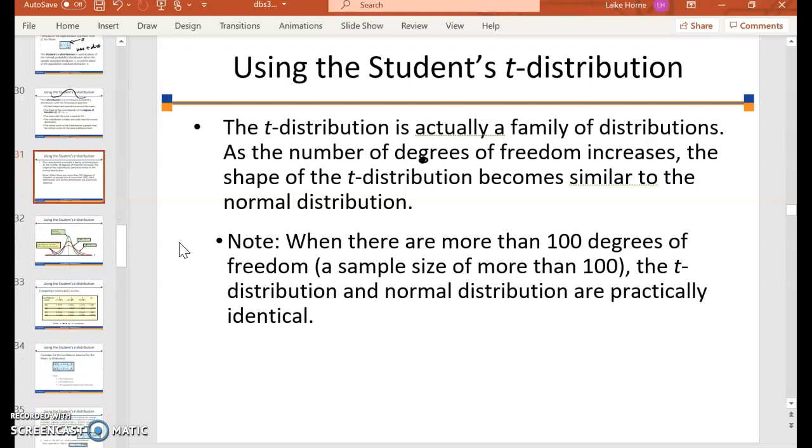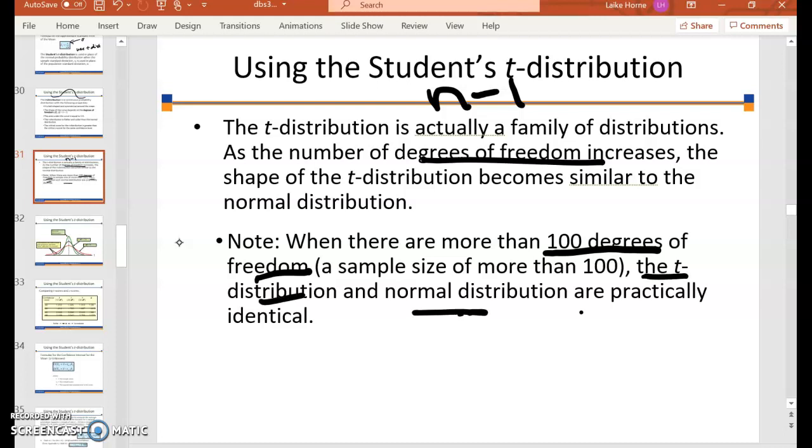And as the number of degrees of freedom increases, which is the sample size n minus 1, the shape is going to get closer to the normal. So the bigger the sample size is, which affects the degrees of freedom, the closer it's going to be to the normal distribution. If you have more than 100 degrees of freedom, which means a sample size of more than 100, the t-distribution and the normal distribution, which is what we've been doing, are going to look almost exactly the same.